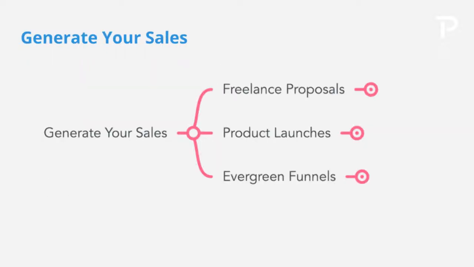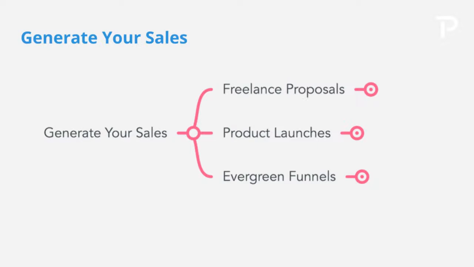So that's basically the 3 levels of generating sales. So freelance proposals, just asking for that sale and trying to put an offer in front of some of your prospects to actually help them. Then there's product launches, if you can put a program together and you know your unique methodology. And then there's Evergreen Funnels.